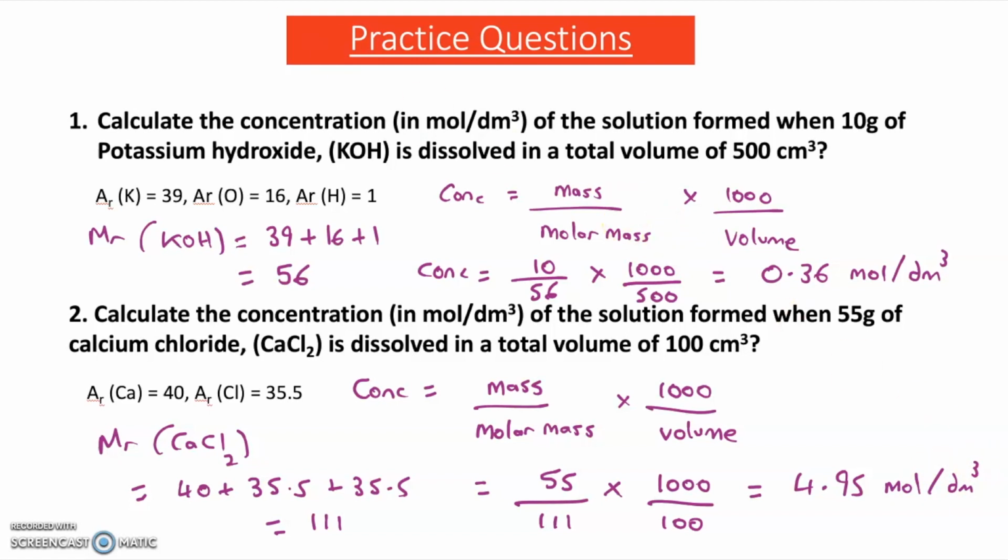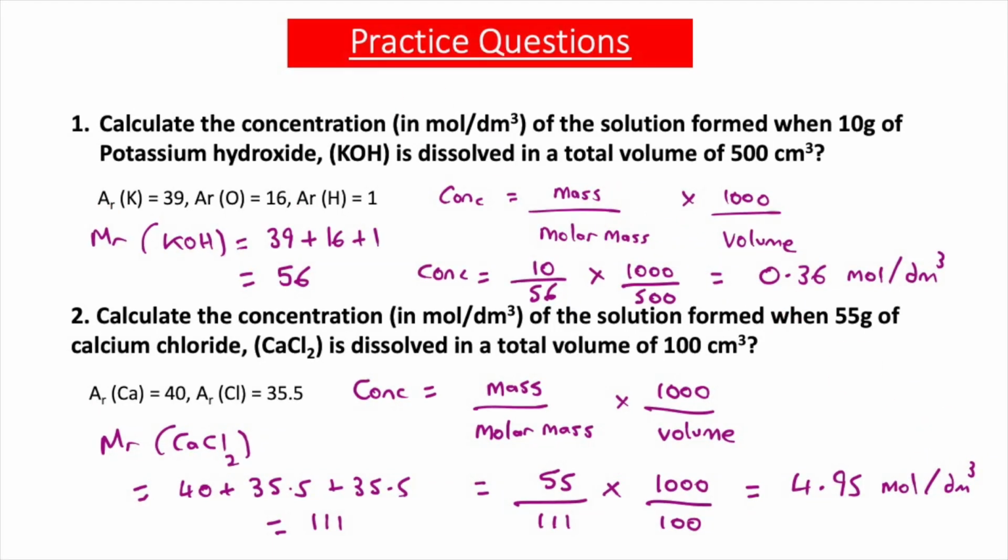Now once again, another way of looking at this is to work out the number of moles that I have in my 100 centimeter cubed solution, and then I'm effectively timesing it by 10 to scale it up to 1,000, because concentration is moles in 1,000 centimeters cubed, or moles per decimeter cubed.